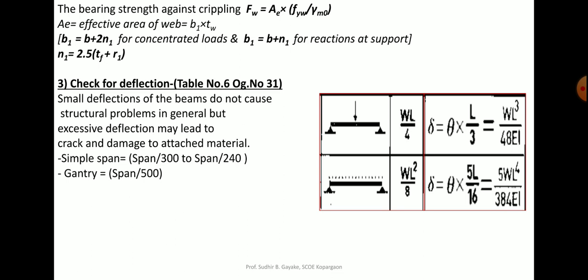So here in today's lecture we have discussed only laterally supported type of beams. In the next video we will see some of the numericals on laterally supported beams, and after that we'll start with unit number 4B part, that is laterally unsupported beams.